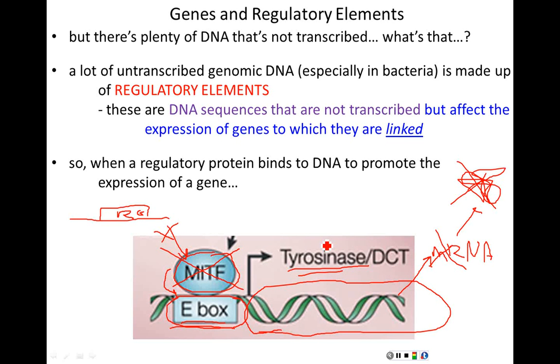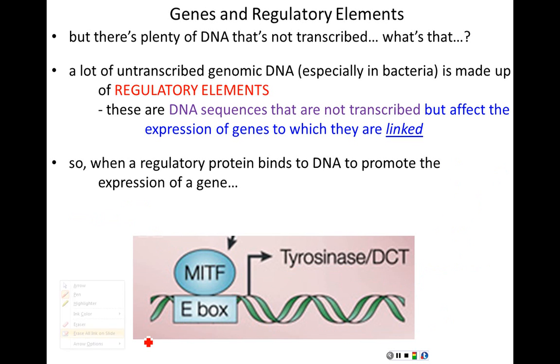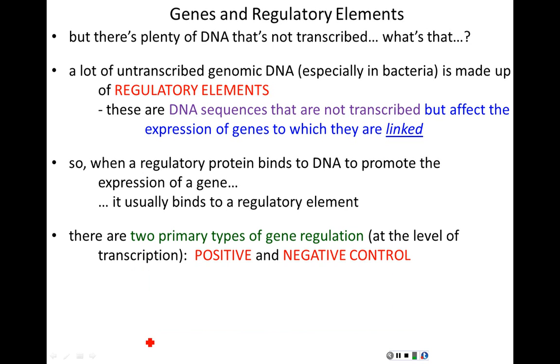If we want to have that reversible regulation and we want to turn this gene on again, we simply make the regulatory protein. Once made, the regulatory protein binds to the element. This gene is turned on, transcribed and translated, and we make the protein we want from this gene. That's the idea of reversible regulation. So regulatory proteins usually bind to a regulatory element, and there are actually two primary types of gene regulation that occur at the level of transcription, and we call them positive regulation and negative regulation, or positive control and negative control.